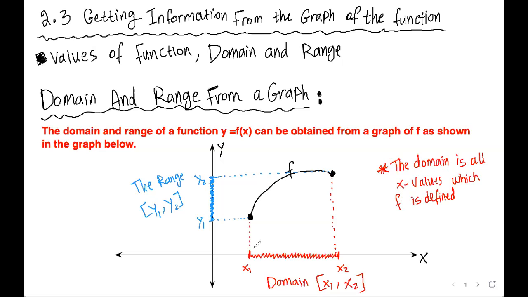The range is all the corresponding y values to these x values. Okay.